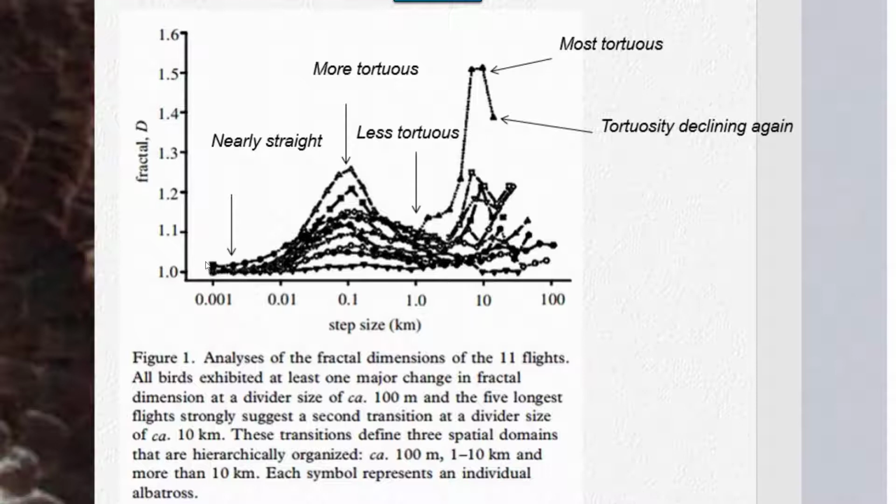So if we look at the divider sizes in terms of the distances where there are shifts, we've got one section that occurs between 0 and 100 meters, another division that occurs between 100 meters and 10 kilometers, and then a final bit of variability in the path there.